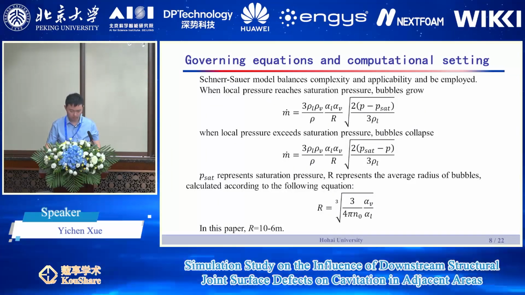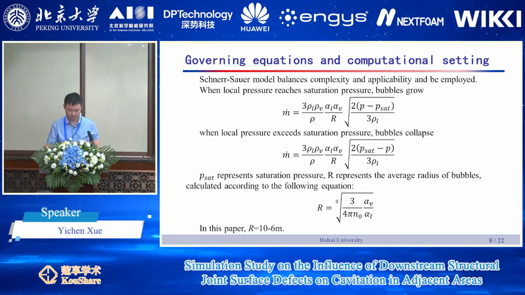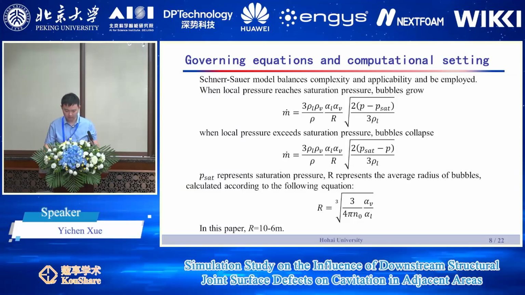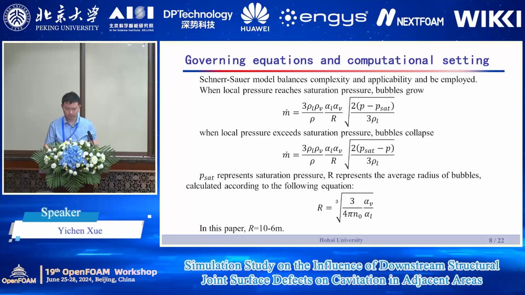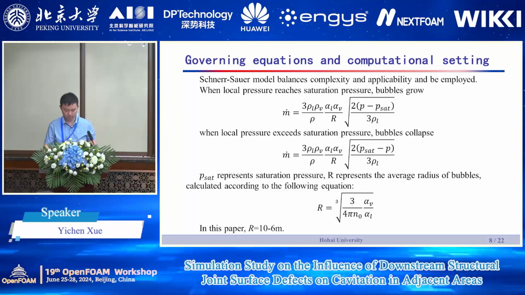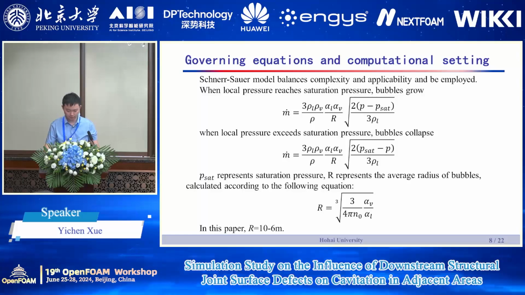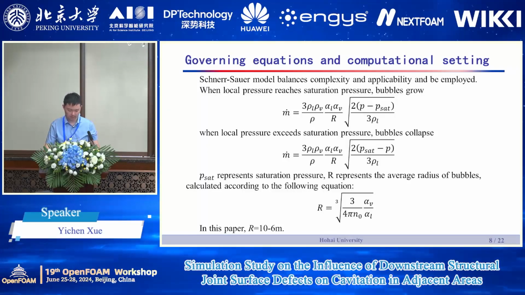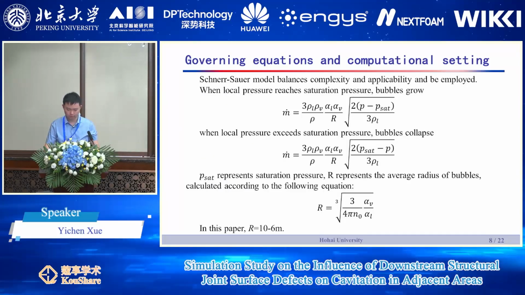When local pressure reaches saturation pressure, bubbles grow, and when the pressure exceeds saturation pressure, bubbles collapse. Each state is represented by 1 equation. The cavitation model reflects the relationship between the mass transfer rate and the pressure. By using these 2 equations, the mass transfer rate can be calculated and substituted into the phase transport equations to solve them.